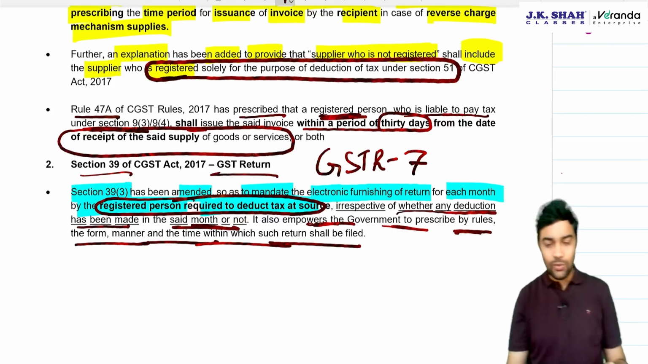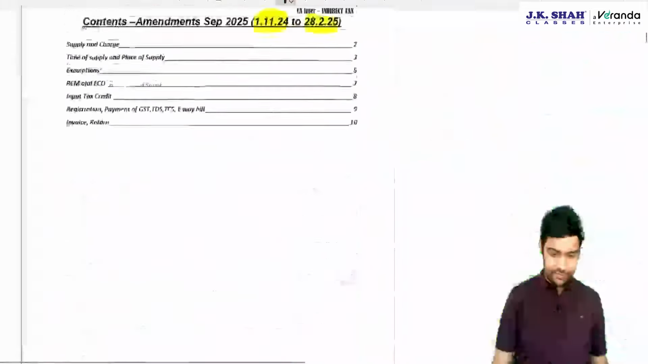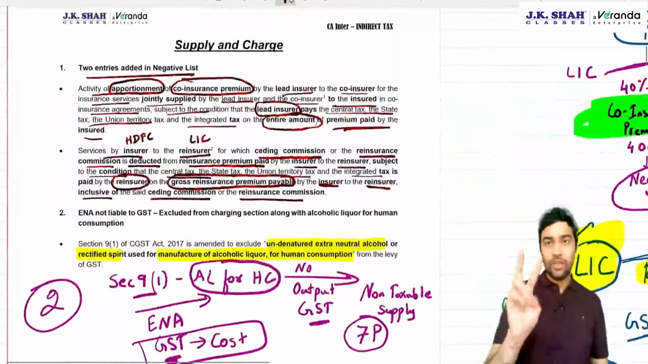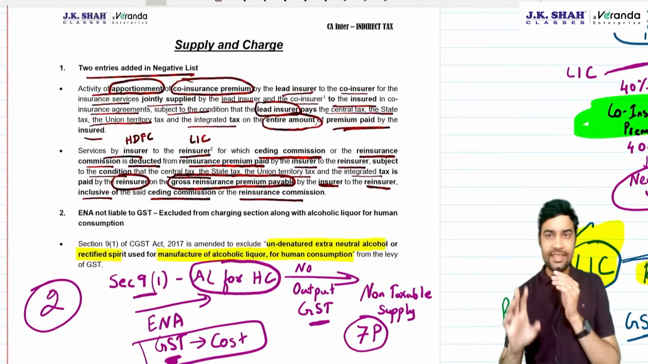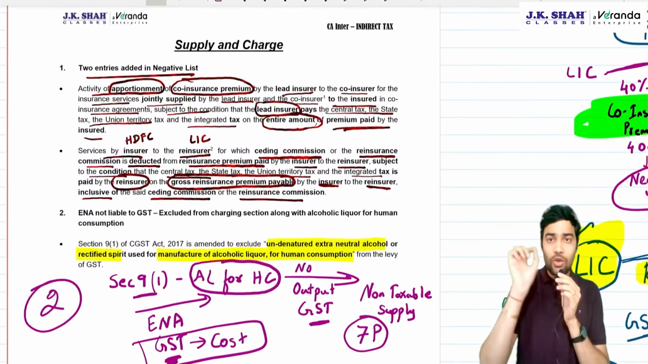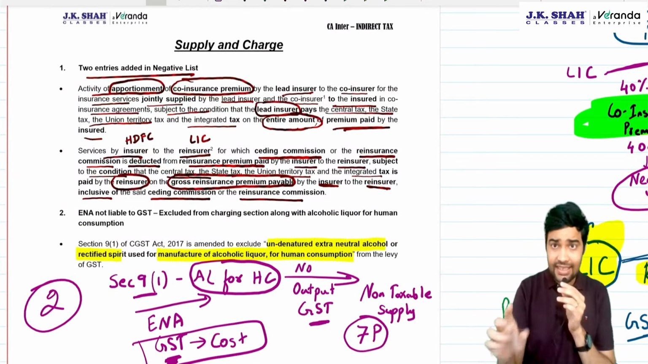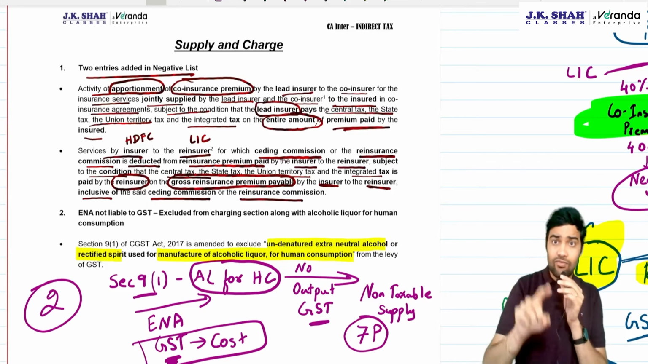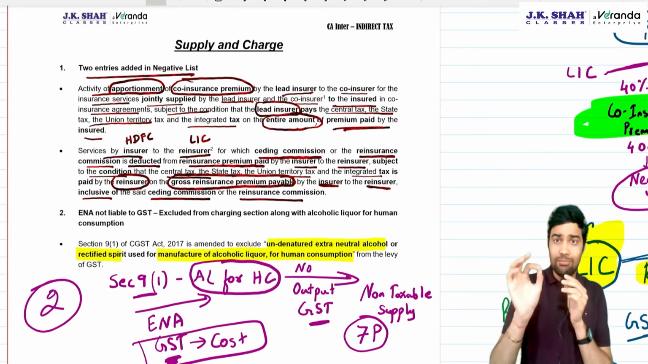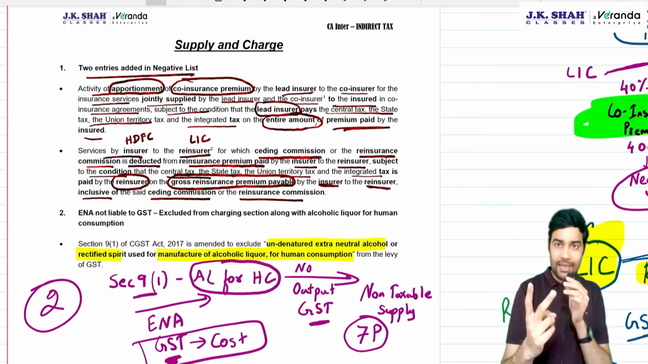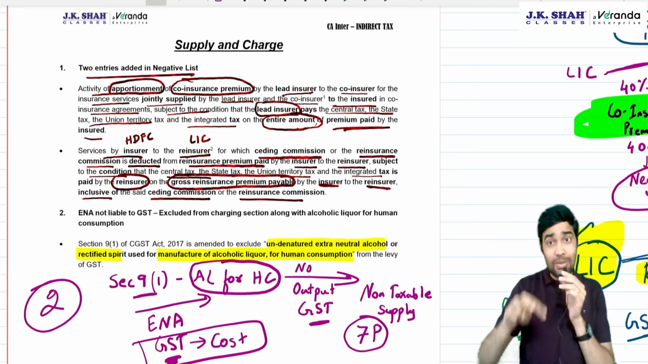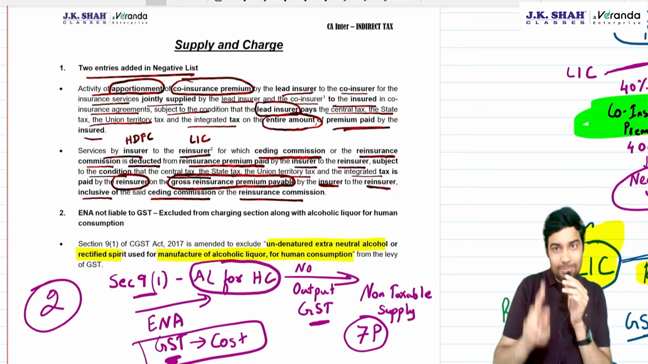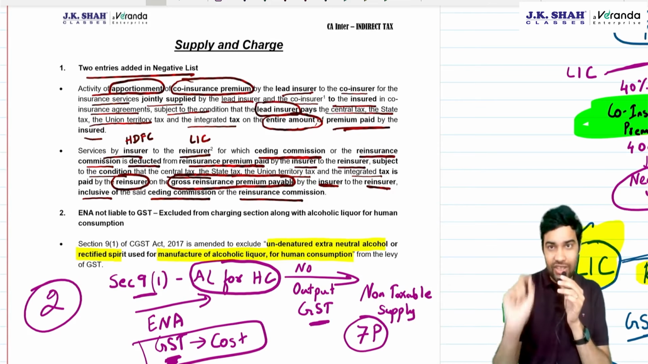Okay. So let's do a quick recap of all the amendments which have happened. First one: two entries added in the negative list. One, co-insurance premium is outside GST if the lead insurer has paid full GST on the insurance premium charged from the insured. Second point, reinsurance commission if the reinsurer has paid full GST on the reinsurance premium charged from the insurer.